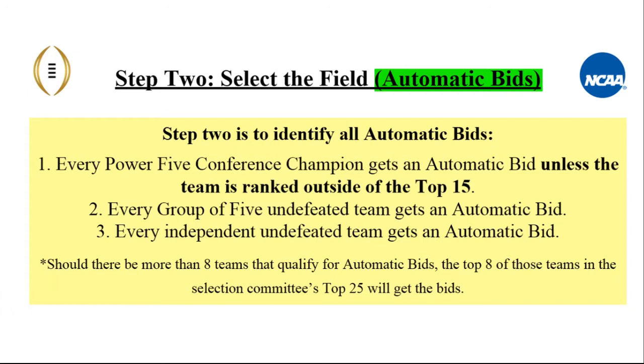So in regards to the Power 5, automatic bids add emphasis to winning your conference instead of just scheduling a bunch of cupcakes early on in order to go undefeated.